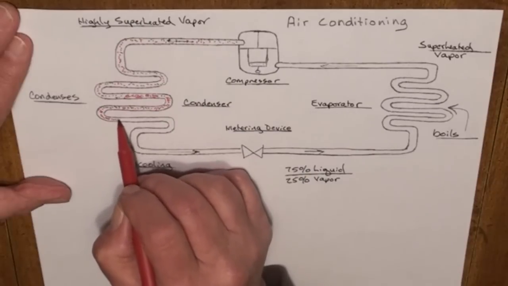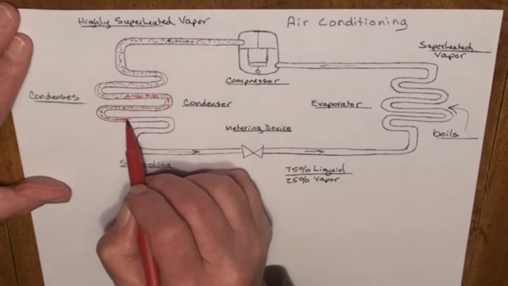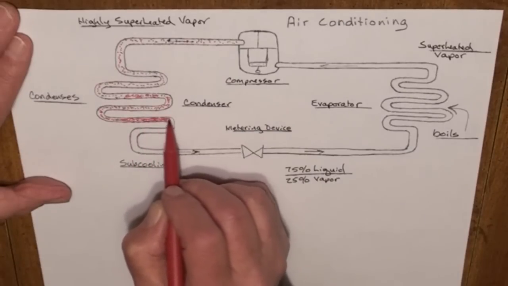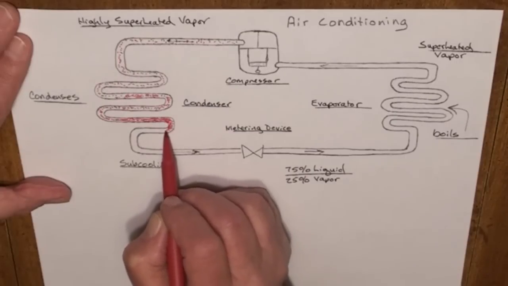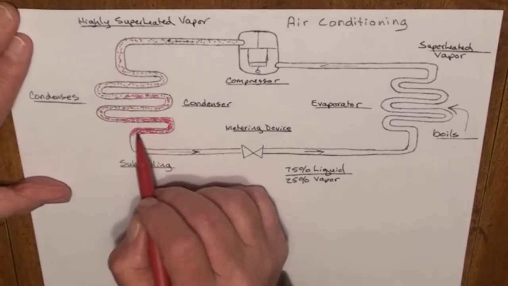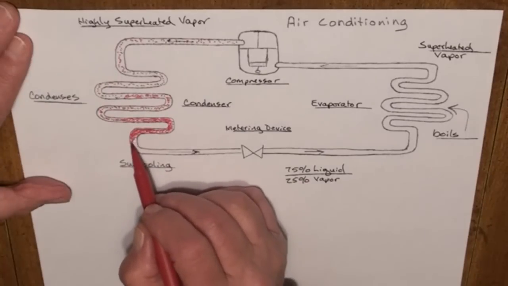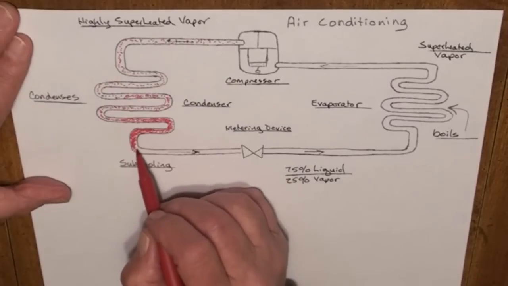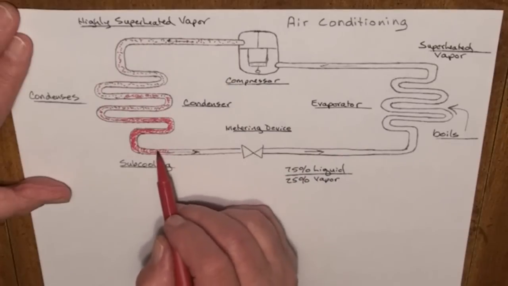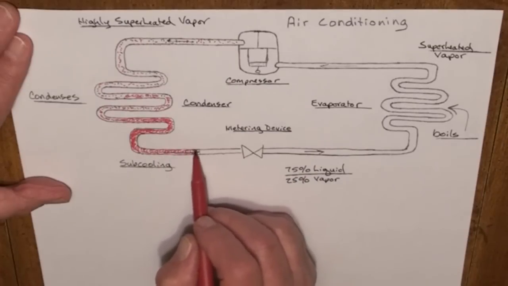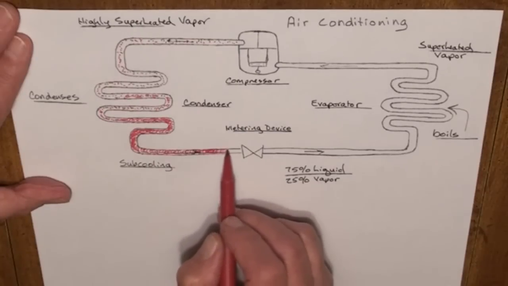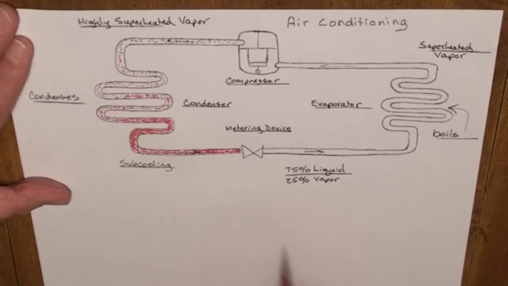Latent heat is heat that's rejected during a change of state. Near the end of the condenser, we have a 100% liquid, and it rejects sensible heat. As it leaves the condenser, we can measure this sensible heat and tell how much sensible heat we have rejected by taking a subcooling reading.